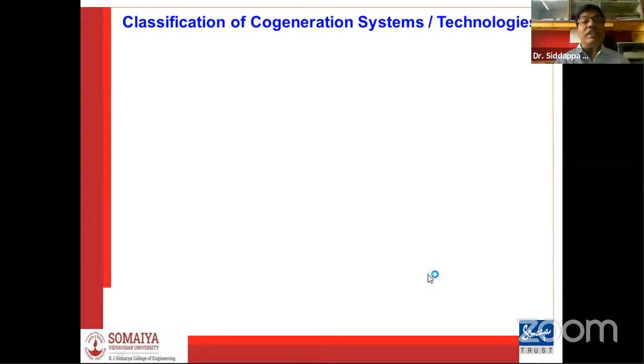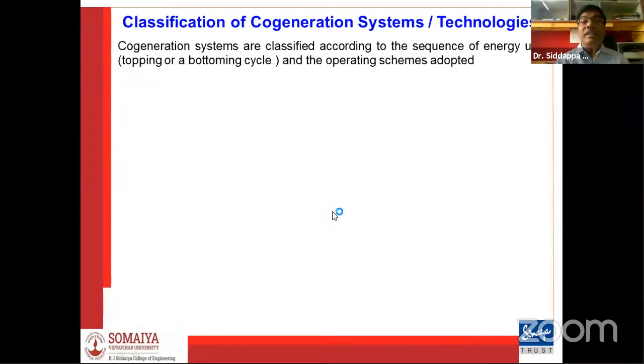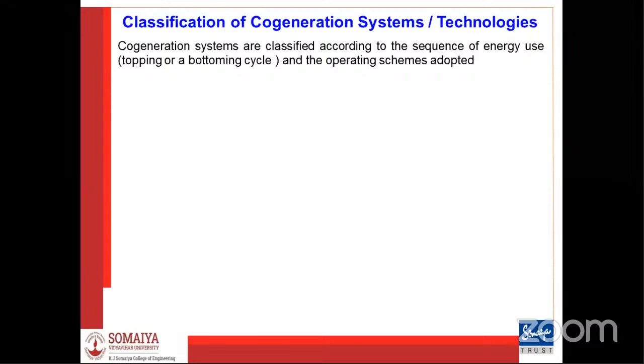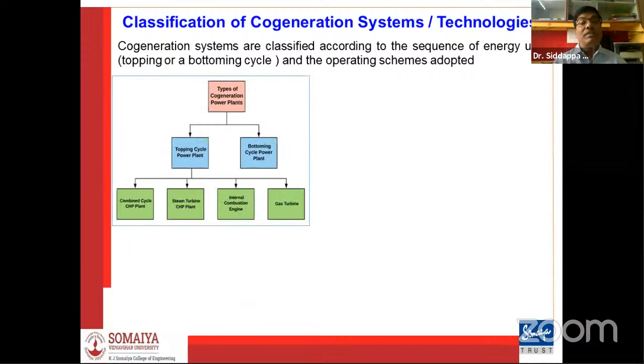Now, classification of cogeneration systems. Initially they are classified depending upon, as I told you, the way you are going to design a system for recovery of the energy, or the way in which you are going to produce, whether utilization of the heat energy is initially for thermal process or for power generation or vice versa. Depending upon that, the systems are classified into two broad categories. One is called topping cycle systems and the second is called bottoming cycle systems.